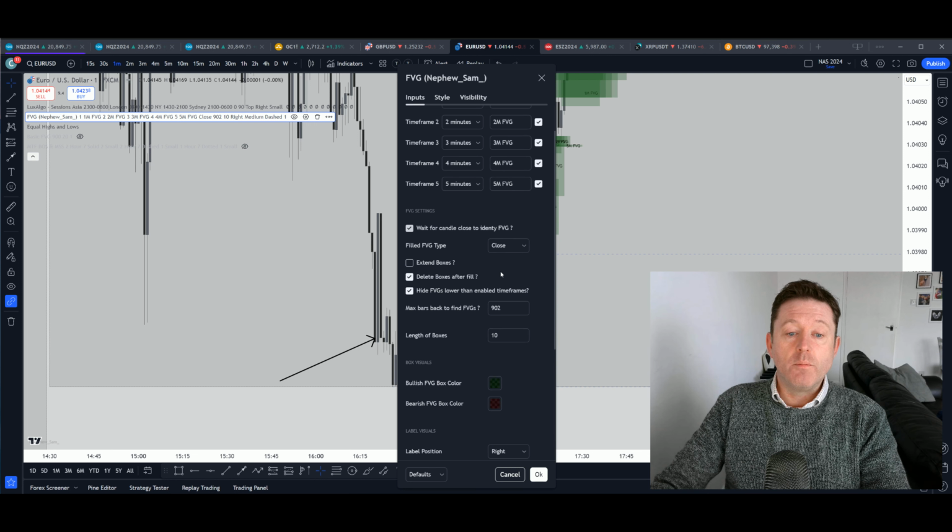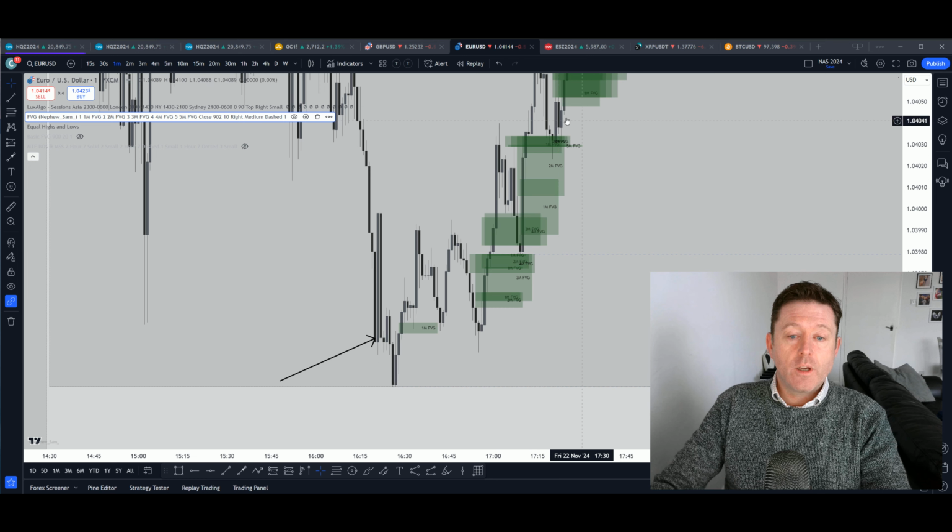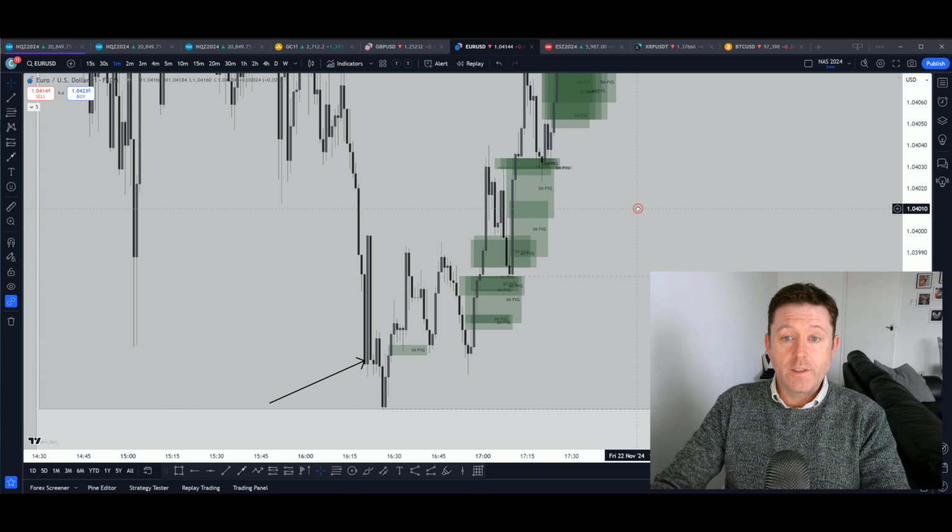The ones that are really important are wait for candle close to identify fair value gap and delete boxes after fill, hide FVGs lower than enabled timeframes. So that's the indicator that we use. They're the settings that we have for the indicator.